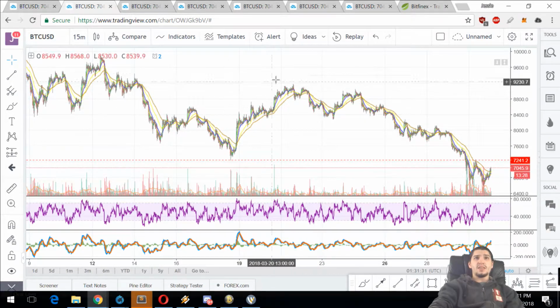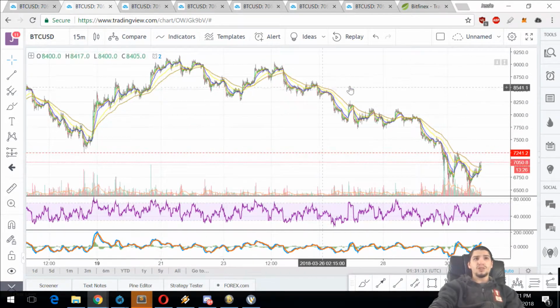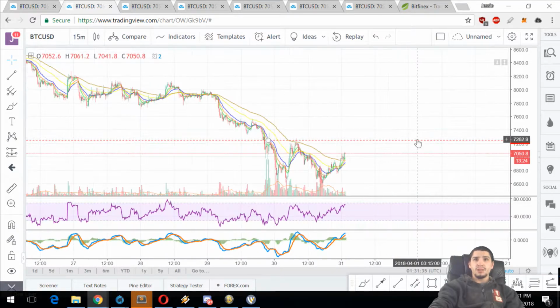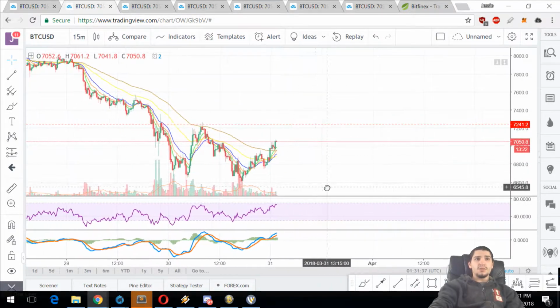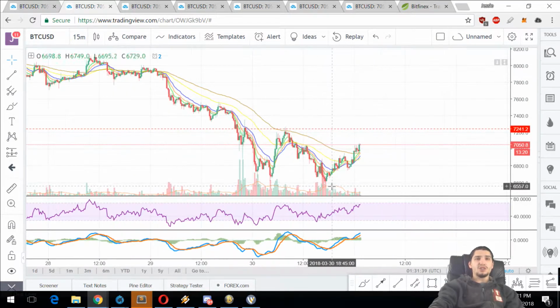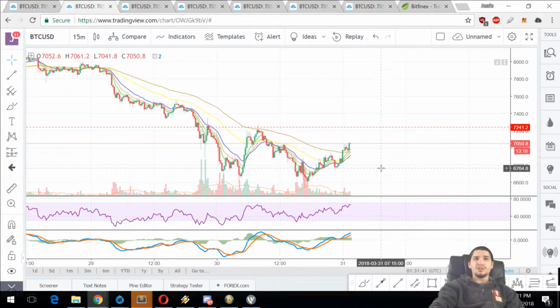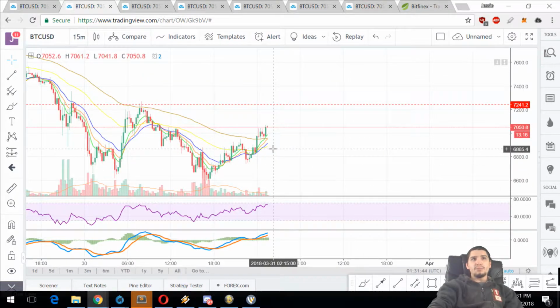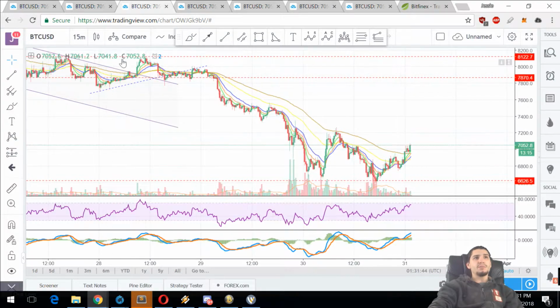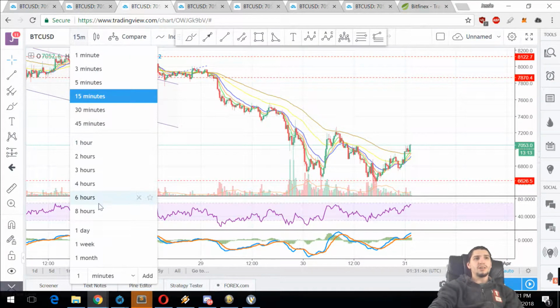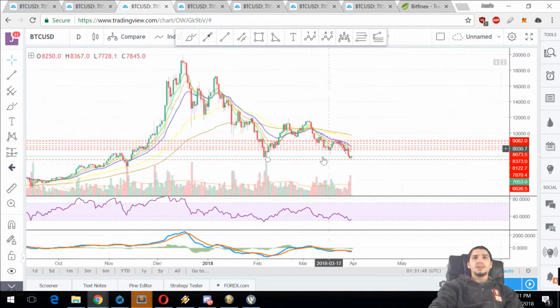Just like this whole big hump was. We're just narrowing down to smaller and smaller bumps at this point. I don't know, this one could turn bigger, right? But I'm not playing against my larger time frames. So let me just kind of go in here. Let's check out a daily.